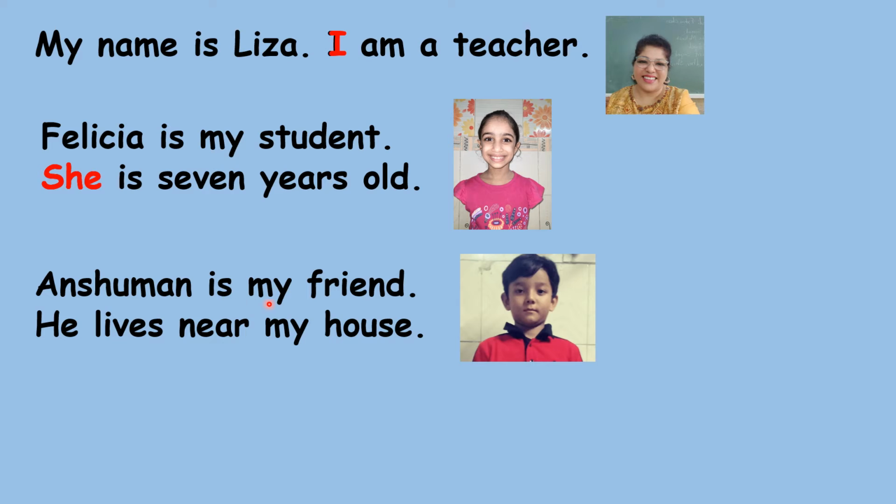Anshuman is my friend. He lives near my house. Now only one boy, so I've used the pronoun he because it's a boy. You cannot write she because you write she only for a girl. But for a boy, you write he lives near my house. And for a singular noun, you use the pronoun he.